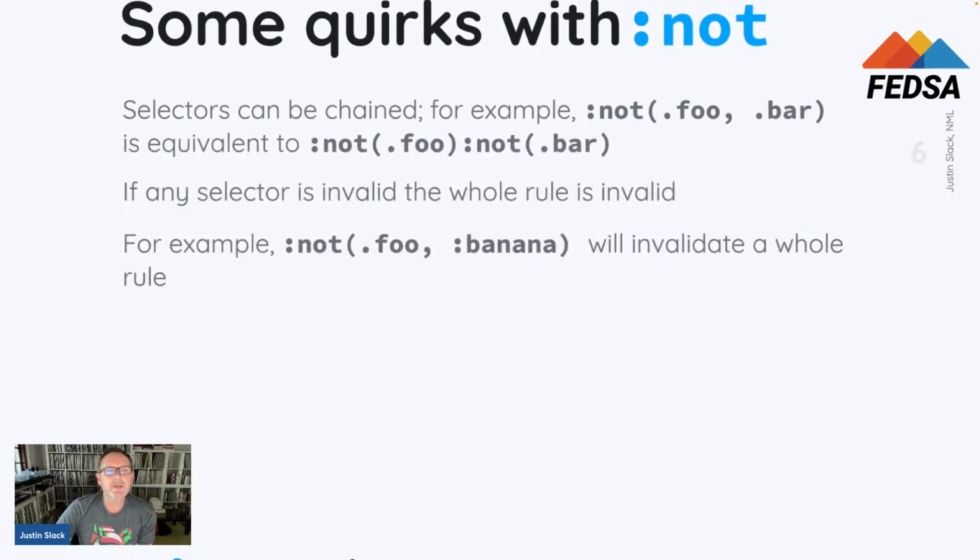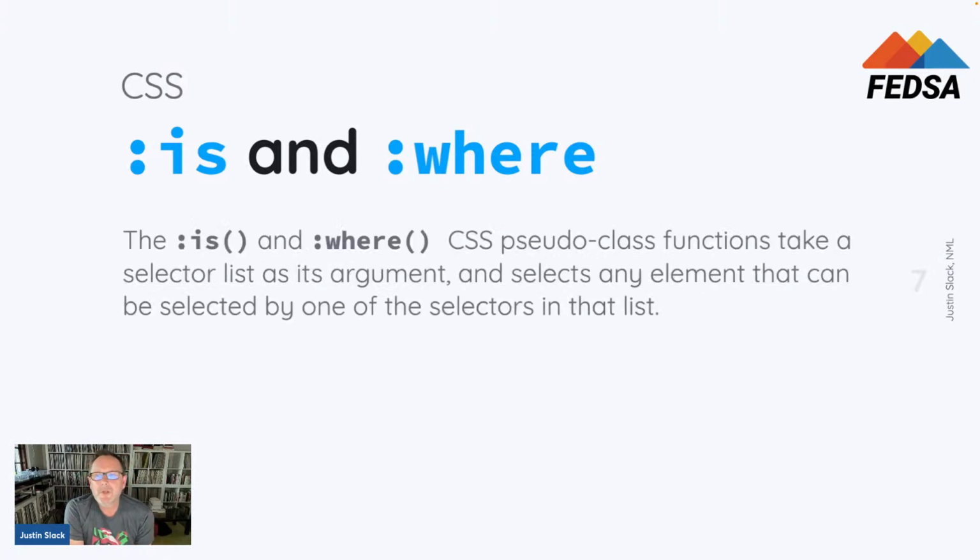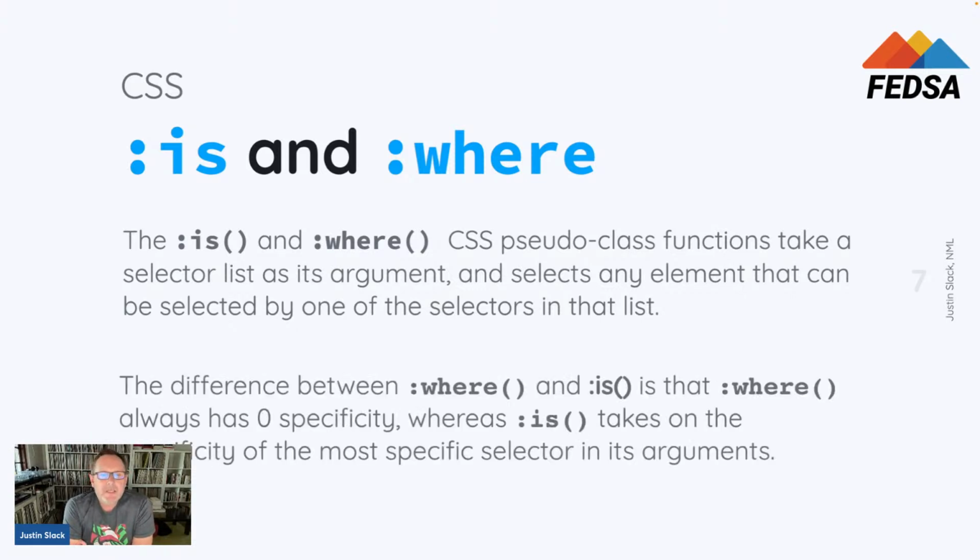So the next two I want to look at are :is and :where, and I've put these together because they're quite similar. The only place where they really differ is in specificity. So :is and :where, pseudo class functions, take a selector list as an argument, and it selects any element that can be selected by one of the selectors in that list. And the main difference is that :where always has 0 specificity, whereas :is will take on the specificity of the most specific selector in its arguments.